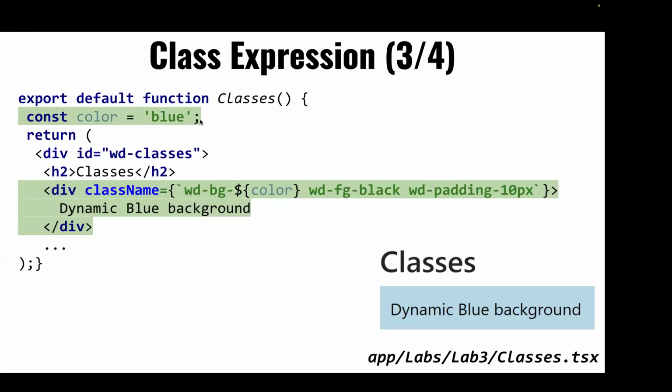This doesn't have to be a constant. This could be a variable, maybe as a result of some function call, and based on that function call, this evaluates to maybe blue or red or yellow or whatever. And then it can be concatenated with other characters to compute whatever classes we want to apply. Okay.